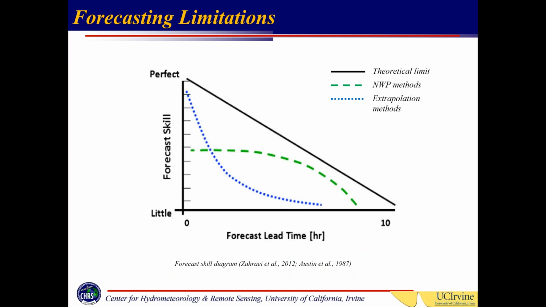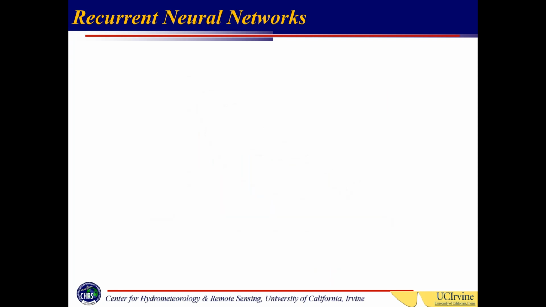To give you an idea of how these two general models work, the green dashed line is the numerical weather prediction model, and the forecasting skill for that is okay at the beginning hours of the forecast, but it tends to maintain the forecasting skill for a longer range of time. The blue dotted line is the extrapolation-based model, which for the first few hours of the forecast has good skill, but rapidly decays over the forecast lead time. What we intend is to shift this blue dotted line to the solid black line, which is the theoretical limit. To do so, we looked into recurrent neural networks, and as a first initial approach, we investigated the Elman type recurrent neural network, which Dr. Xu already mentioned.